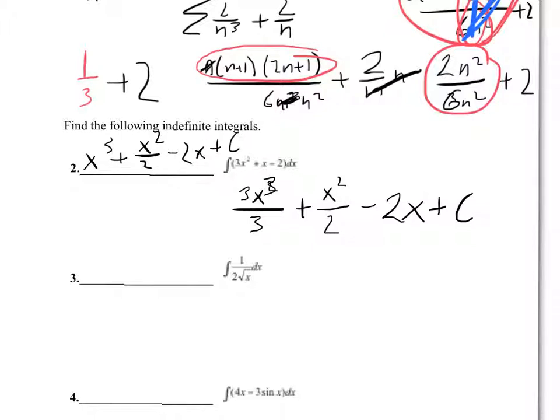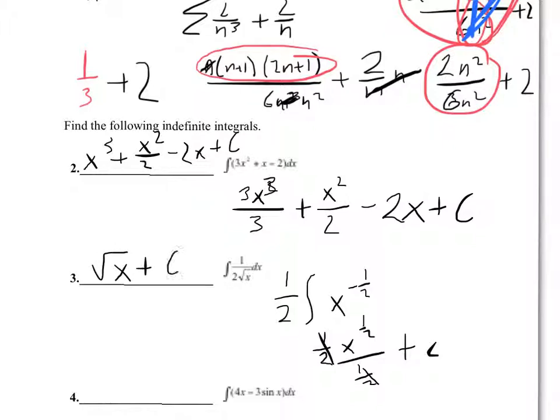Okay. Then number 3, put the 1/2 out in front of the integral and say that this is x to the negative 1/2. Okay, add 1 to the power and then divide by the power, so you have 1/2 x to the positive 1/2 divided by 1/2. Well, if I have a half divided by a half, those will cancel, plus c, so I should be left with the square root of x plus c.